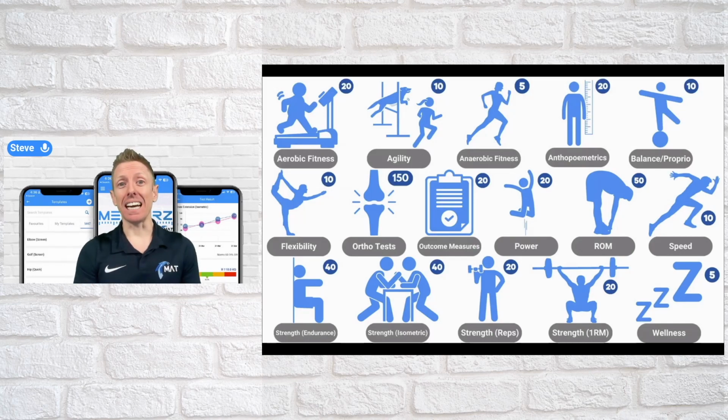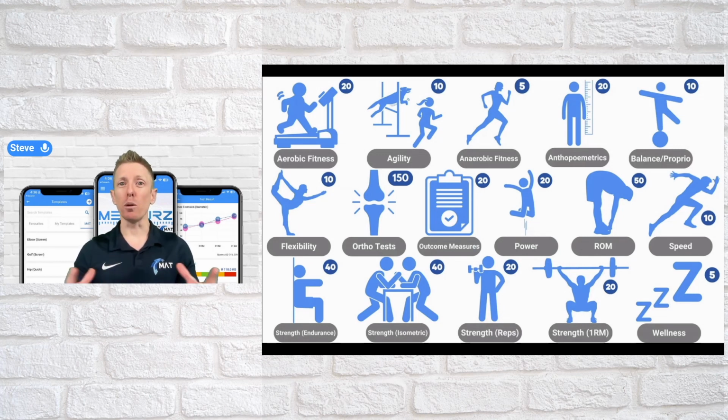I'm confident to say that Measurz is the most complete assessment app in the world, with over 16 different capacities of human function that you can assess with your patients and clients. As you can see in the list here, we've got the 16 capacities. There are some others that we have broken into more general capacities as well that we could include in here too. But these are the 16 main capacities that we'll see.